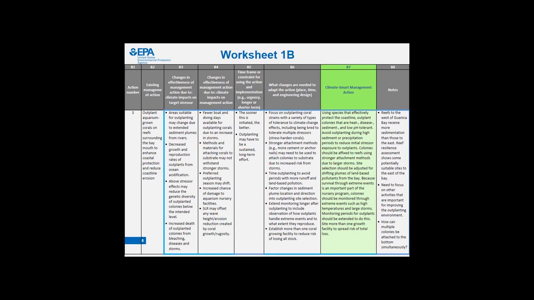Because survival through extreme events is an important part of the nursery program, colonies should be monitored through extreme events, such as high temperatures and large storms. And monitoring periods for outplants should be extended to determine if they are surviving through these stressful events. And more than one growth facility should be sited and established to spread the risk of total loss. So that is our More Climate Smart action item, and I'll briefly review some of the additional notes that came up here in discussion.